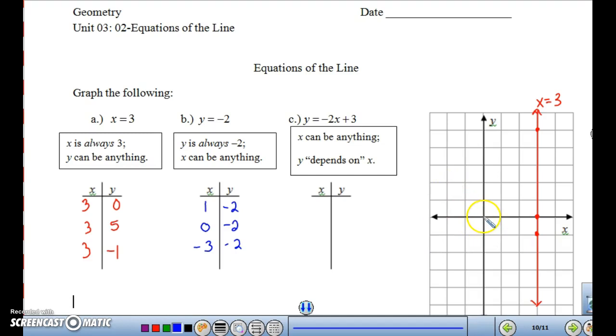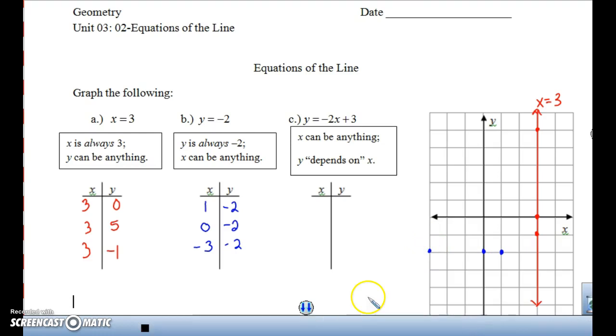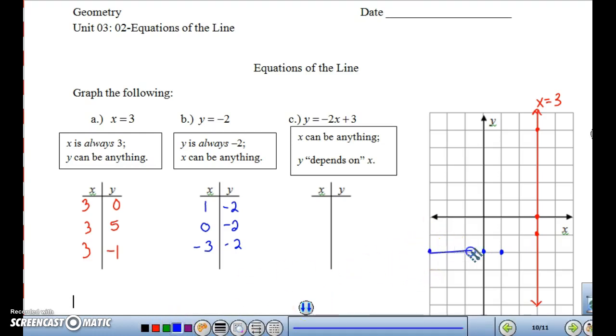So let's graph this. We have (1, -2), (0, -2), and (-3, -2). What have we created? Well, we have created a horizontal line at -2. It hits the y-axis at -2. So you can see every single point on that line has a y value of -2. Y has to be -2 no matter what.